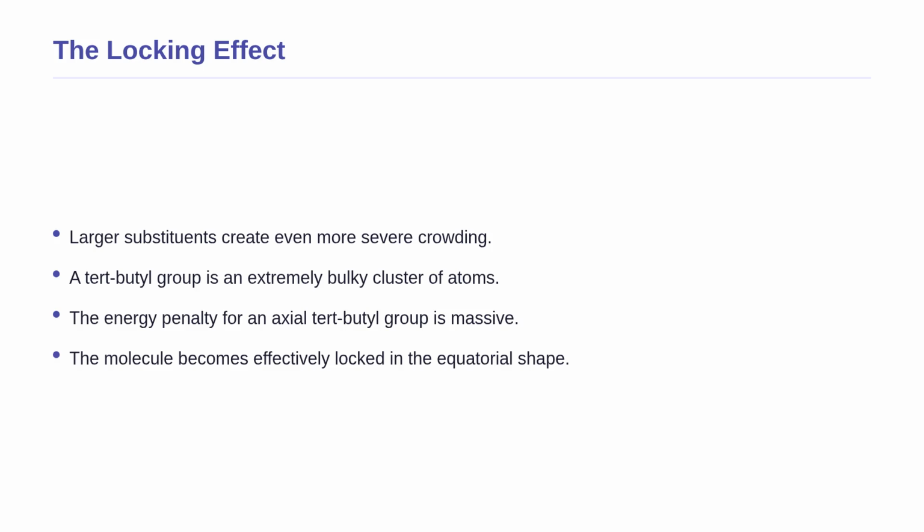We just saw how a small methyl group prefers the equatorial seat. But what happens when a molecule experiences extreme physical crowding? Enter the tert butyl group, an extremely bulky cluster of carbon and hydrogen atoms. When a group this massive is forced into the axial position, the energy penalty is huge. The crowding becomes so unbearable that the molecule essentially refuses to flip. It becomes locked into the equatorial conformation. Let us look at the math behind this locking effect.